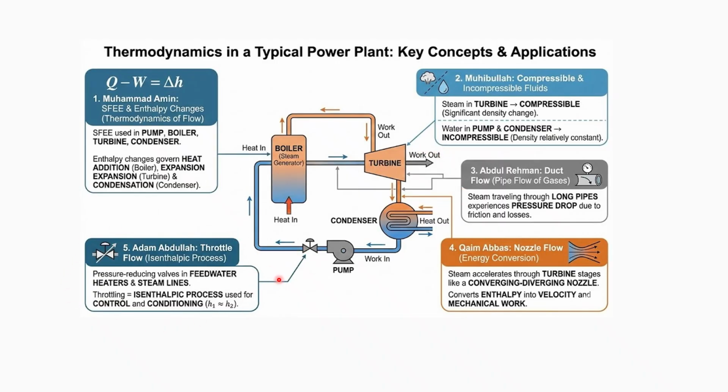Finally, Adam Abdullah covered the throttle flow. Throttling occurs in pressure-reducing valves used in feed water heaters and steam lines. It is an isenthalpic process used for flow control and conditioning. All of these concepts come together in the Rankine cycle, which forms the basis of a typical power plant.